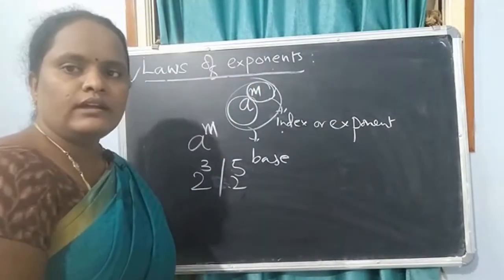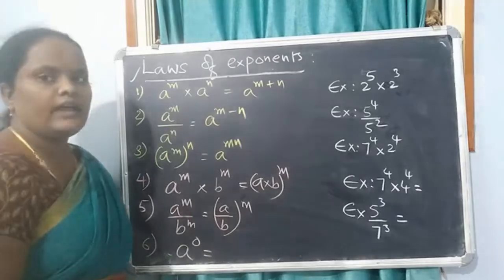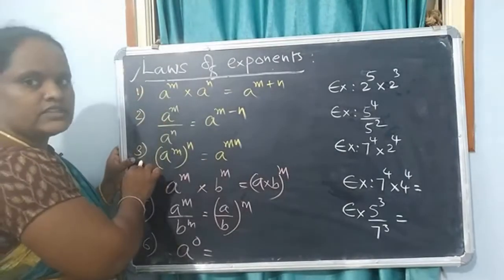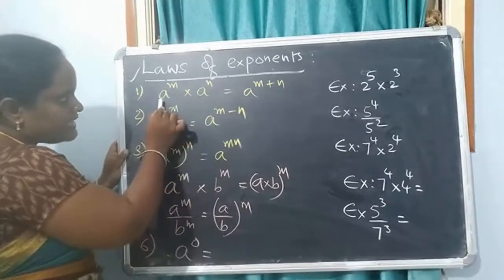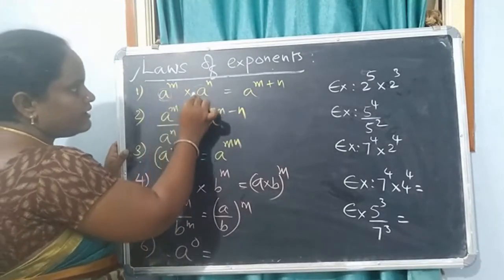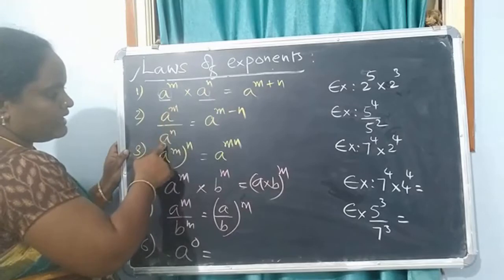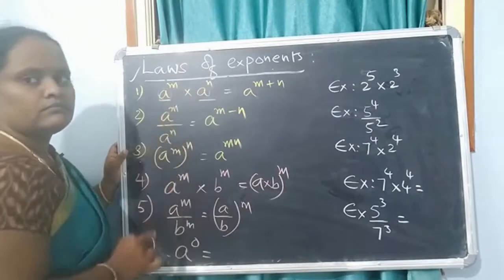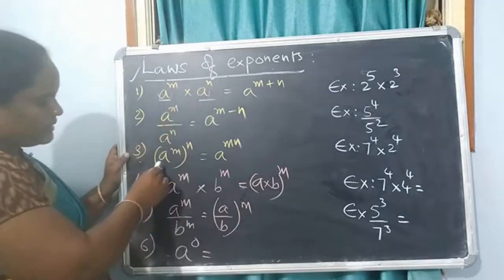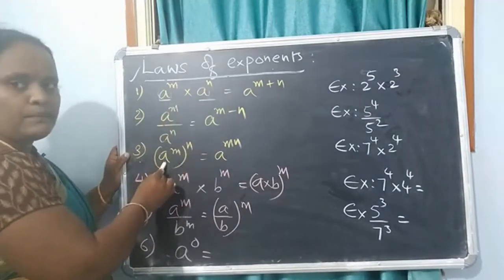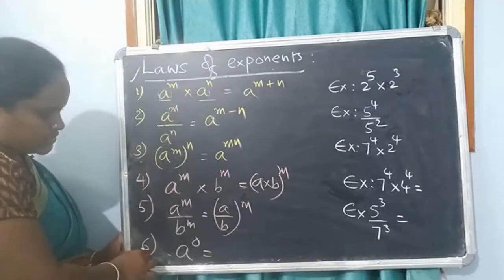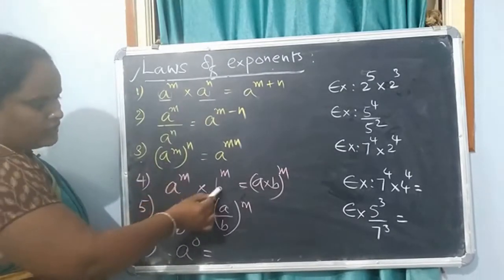Let us review the laws of exponents. So I have written the laws of exponents here. The first 3, which are in yellow color, are with the same base. If you see the base here, a power m by a power n, the base a is the same, but the powers m, n are different. Here a power m, whole power n: same base, different powers.